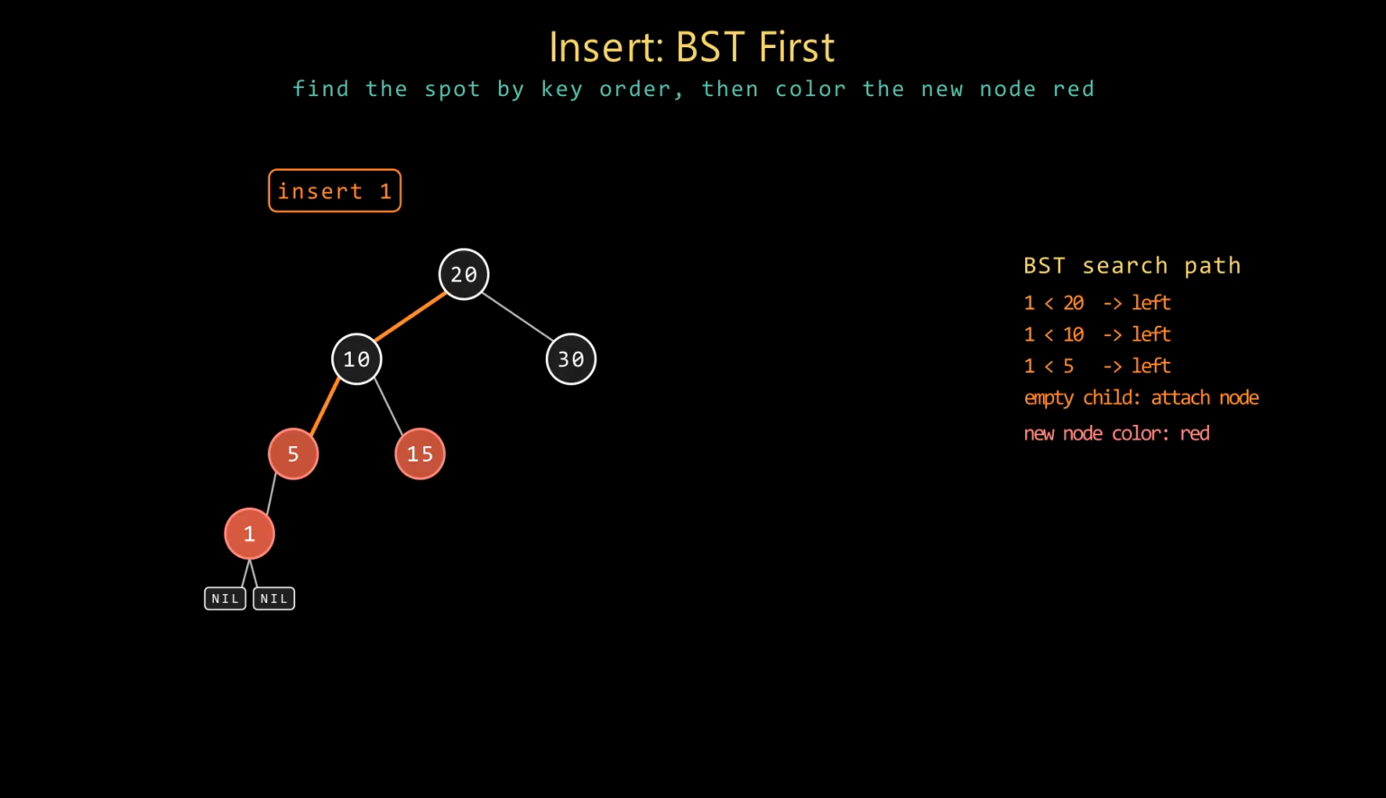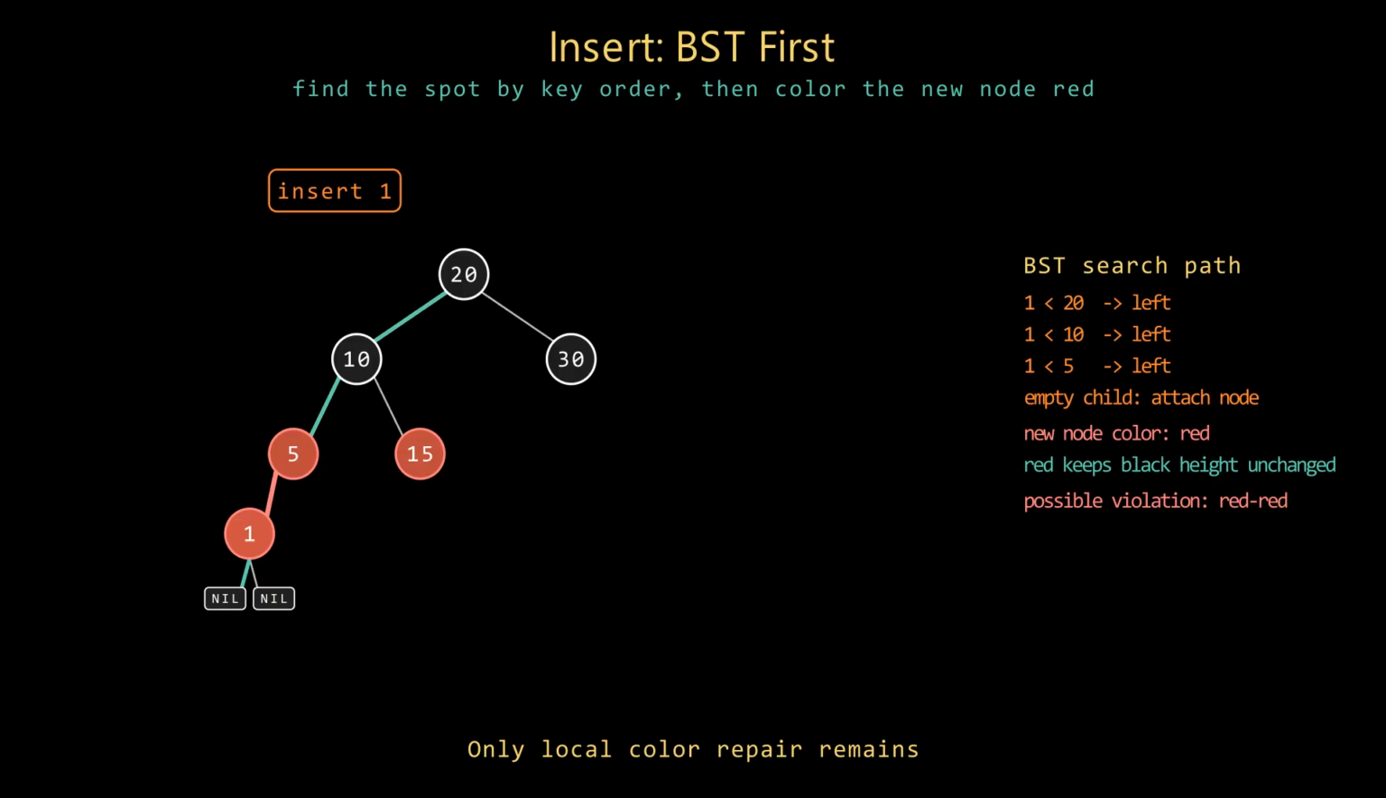The new node is colored red. Why red? A red leaf does not add to the black count on any path. If we inserted it as black, one path would immediately get an extra black node. But red can create one local problem: a red parent with a red child. The next step, insert fix up, repairs exactly this kind of violation.